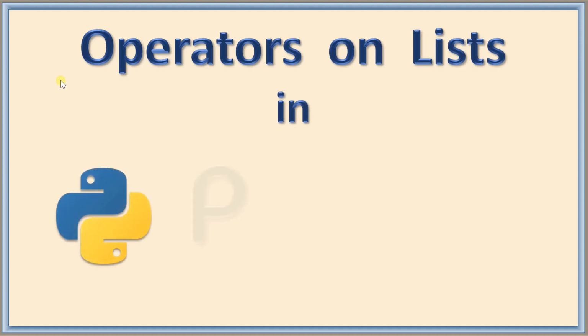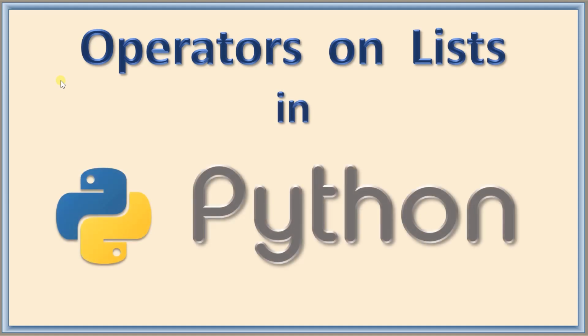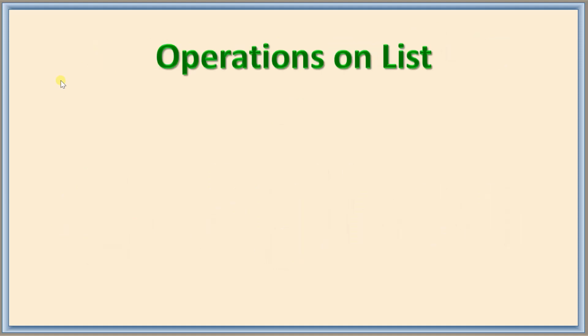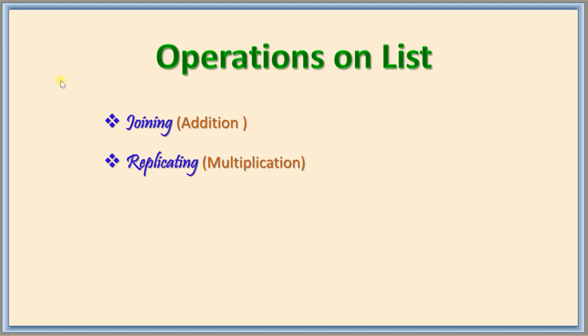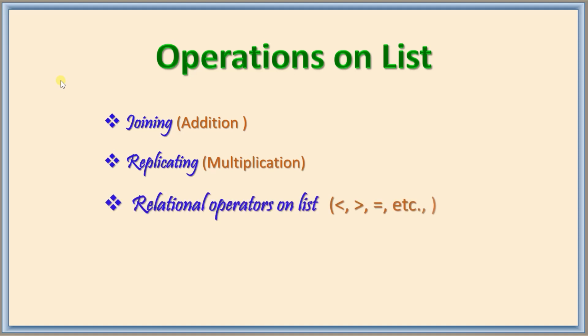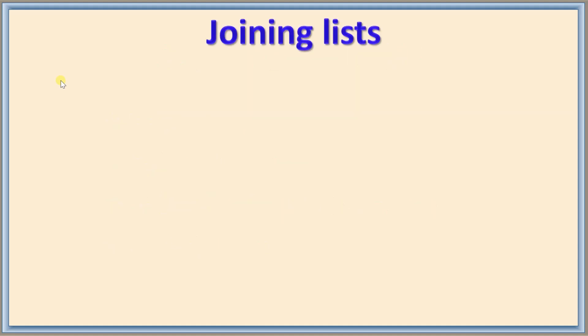Welcome back. In this class, we are going to see how operators behave on lists. For joining, we use the addition symbol. For replicating, we use the multiplication symbol. We can also have relational operators to compare the lists, and also the membership operators, which are in and not in, also work on lists. Let us see those in detail.